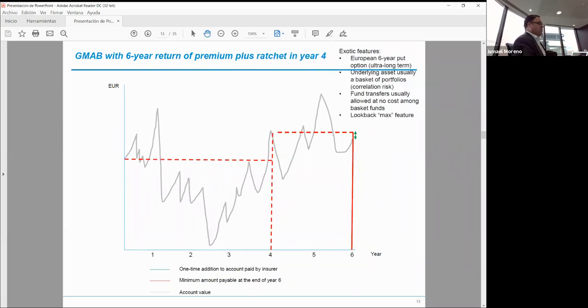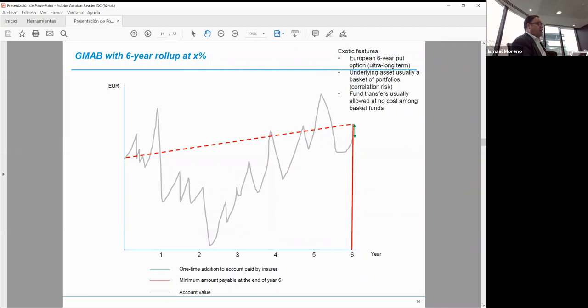Now, interesting combinations. GMAB with a 6-year return on premium plus a ratchet. Same as the GMDB, the GMAB can consolidate sometimes if there's such a clause in the option. If on any anniversary date the fund value is above the guarantee, then your guarantee would go up, and it would never go down. But it would go up if it would consolidate capital gains in the account if the market goes up. This is better for the policyholder, and hence the cost is even higher. Okay.